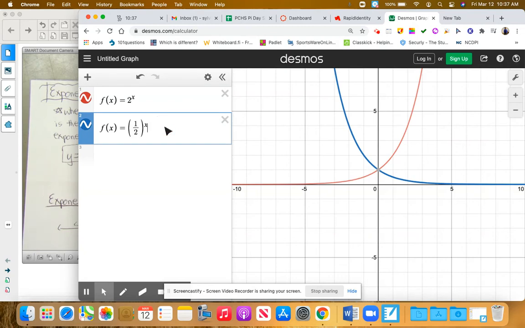Let's talk about what the domain and the range for this function is. So my domain is going to be all real numbers for both, the blue and the red, the growth and the decay. My domain is all real numbers. Now let's talk about what the range is.